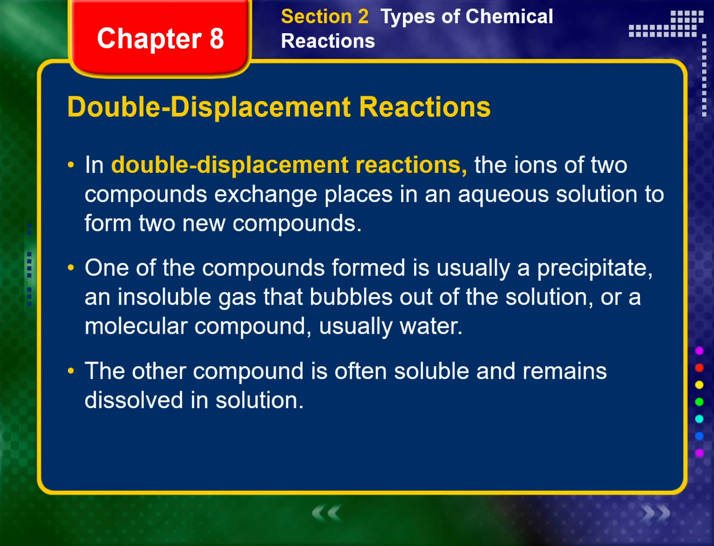In double displacement reactions, the ions of 2 compounds exchange places in an aqueous solution to form 2 new compounds. One of the compounds formed is usually a precipitate, an insoluble gas that bubbles out of the solution, or a molecular compound, usually water. The other compound is often soluble and remains dissolved in the solution.